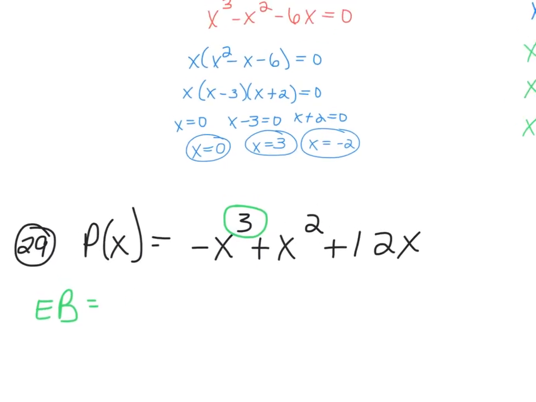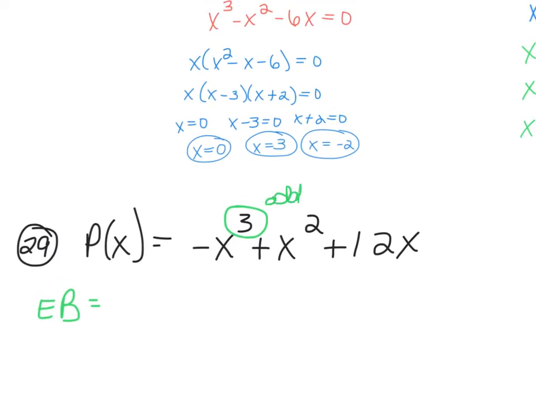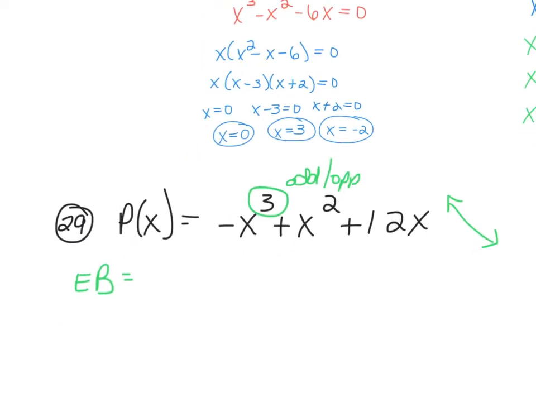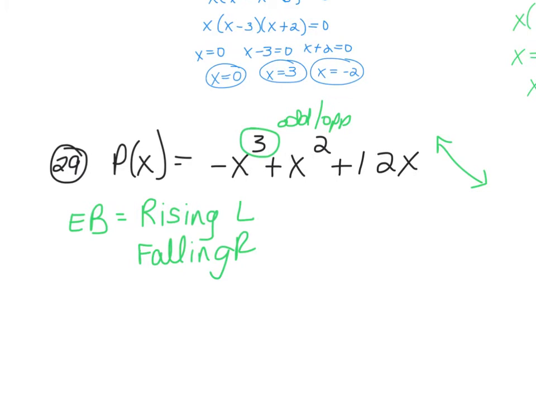3. It's odd. So I think odd and opposite. Good. Is it a negative odd or a positive odd? Negative. So a negative line is going to go this way. So guys, tell me what my end behavior is. Up, left, down, right. Okay, so you're going to rise left, falling right. Good. And now we factor.